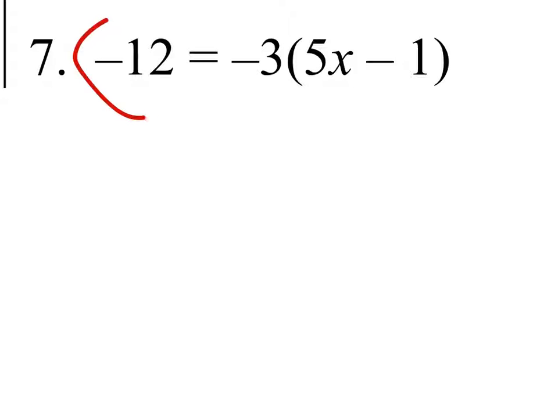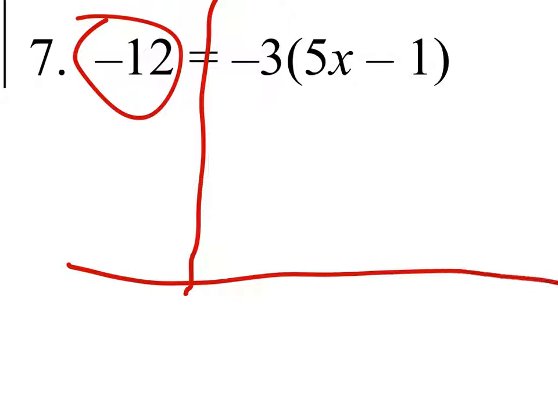Okay. It equals negative 12. And so we need to do... Yeah, 0. Okay. So negative 3 times 5 is negative 15x, minus negative 3 times negative 1 is 3. So you just minus 3, I think.